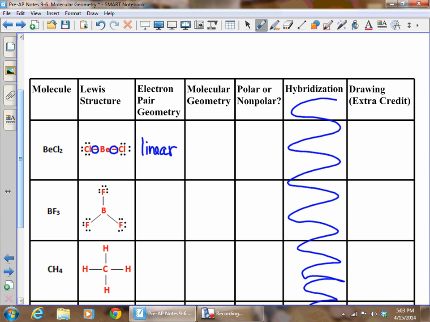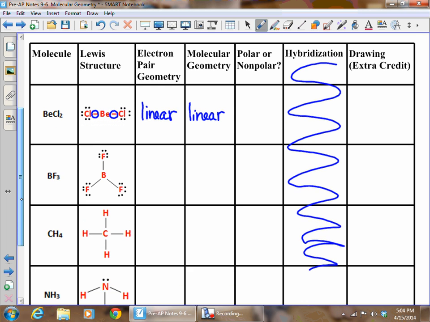Since both of these are attached to atoms, then it's going to look exactly like it appears here. If there were lone pairs, we try to imagine not being able to see the lone pairs, and we get our structure from that. But neither of these are lone pairs, they're both atoms. So if there are no lone pairs on the center atom, the molecular geometry is going to be the same as the electron pair geometry. And we'll come back to the polar versus nonpolar in just a moment.